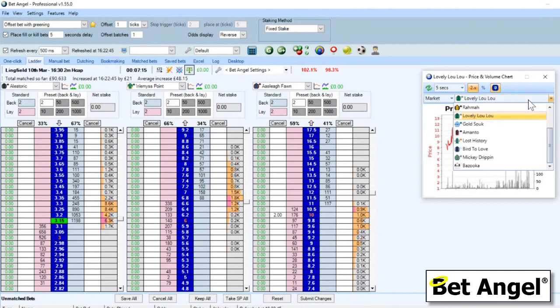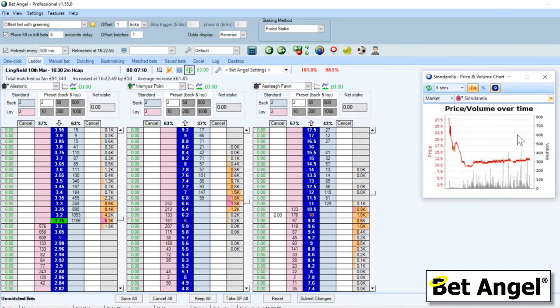Can you go back to Cinderella for a second? It's just off the top of the screen there. Yeah. So Cinderella received a lot of money suddenly, and then has been gradually drifting since then, which is interesting. It implies people were interested in it, or somebody tipped it, and now the market's bringing it back to its true value.